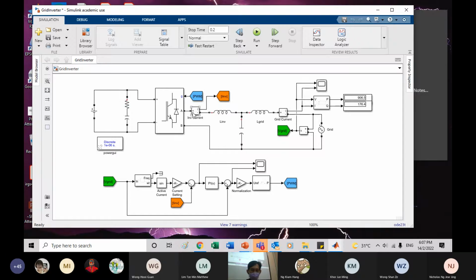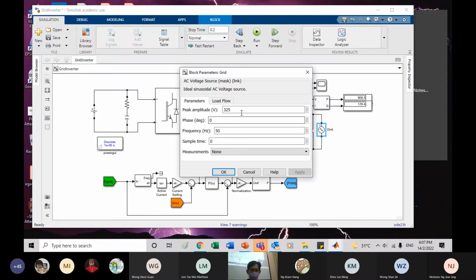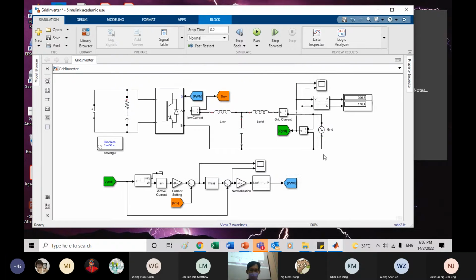So, in terms of connection, you do not need to have all this converter, because it is designed for power system. So we have a grid. The grid here is 335 volts, 50 hertz. The rest is quite straightforward.